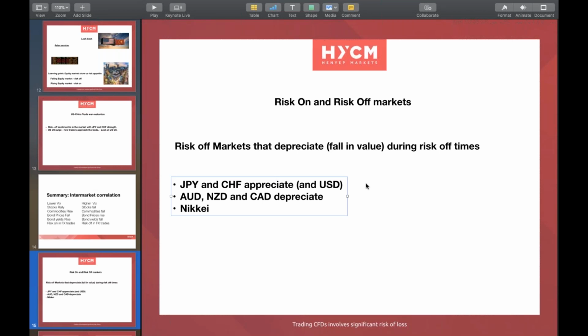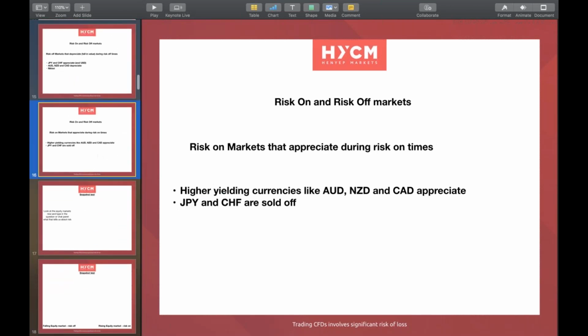US dollar gains value. We see the Australian dollar, New Zealand dollar, and Canadian dollar depreciate in risk-off markets, and I find the Nikkei very helpful. There's a really big correlation between the Nikkei and yen strength or weakness, so the Nikkei is always a good benchmark index for you. In risk-on markets, the higher yielding beta currencies like the Australian dollar and New Zealand dollar appreciate, and the yen and the Swiss franc get sold off.